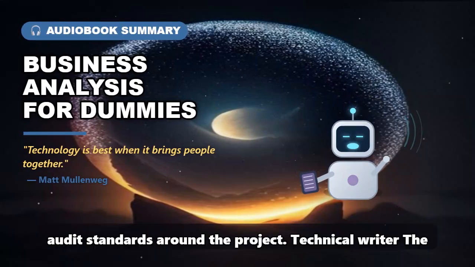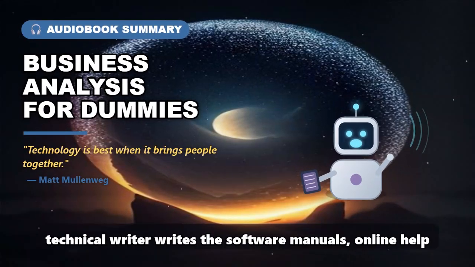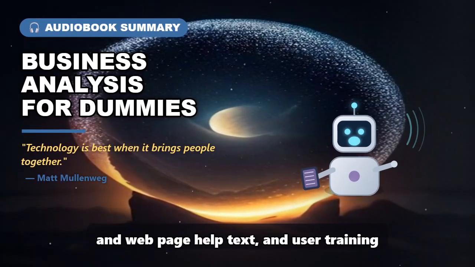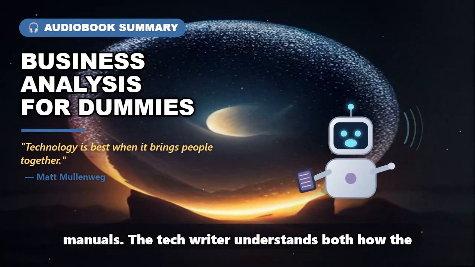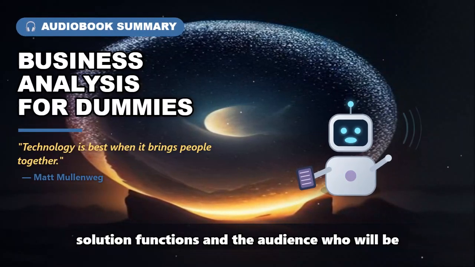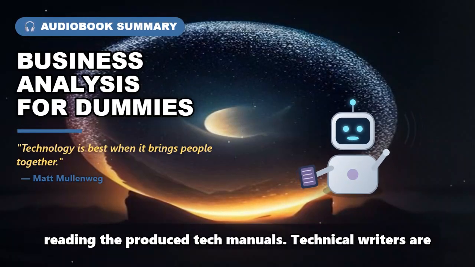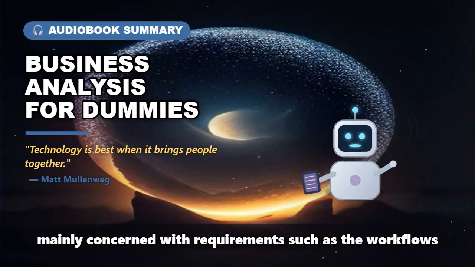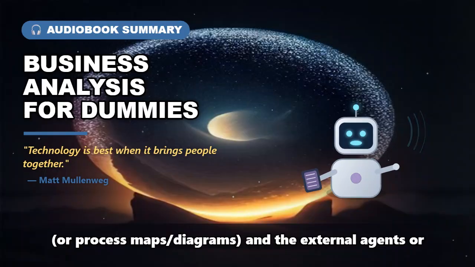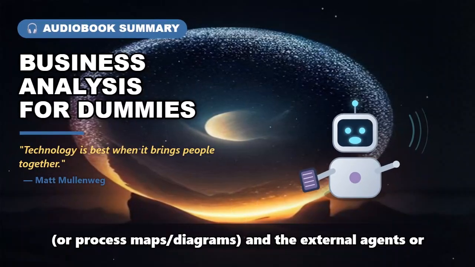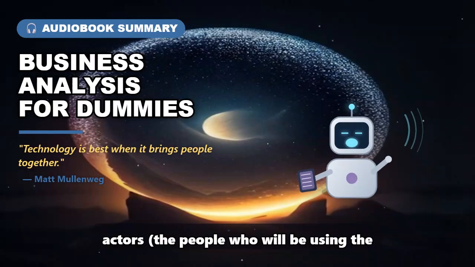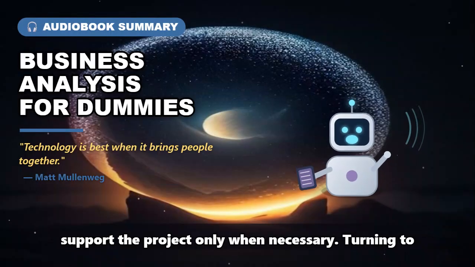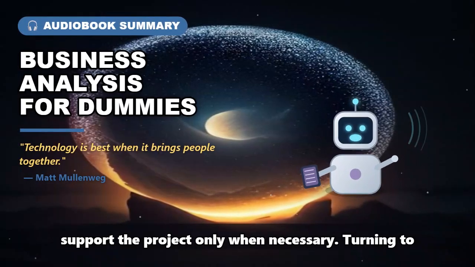Technical writer: the technical writer writes the software manuals, online help and web page help text, and user training manuals. The tech writer understands both how the solution functions and the audience who will be reading the produced tech manuals. Technical writers are mainly concerned with requirements such as the workflows or process maps or diagrams, and the external agents or actors, the people who will be using the system. Although they deal with technical stuff, they support the project only when necessary.